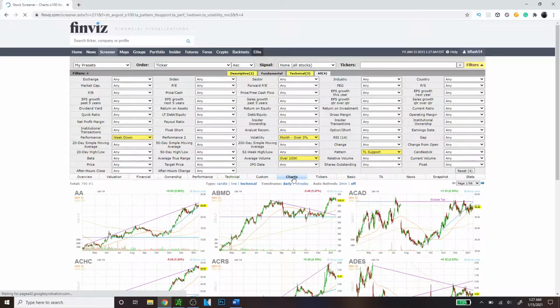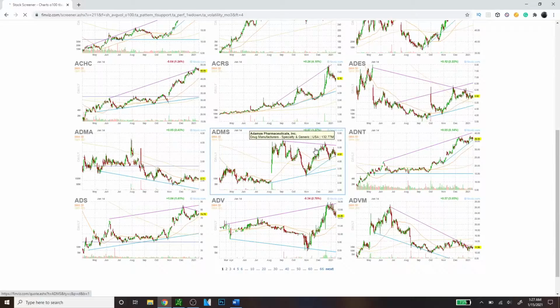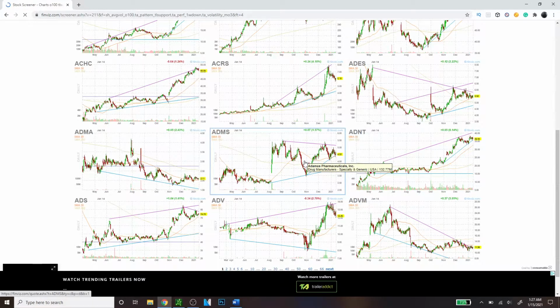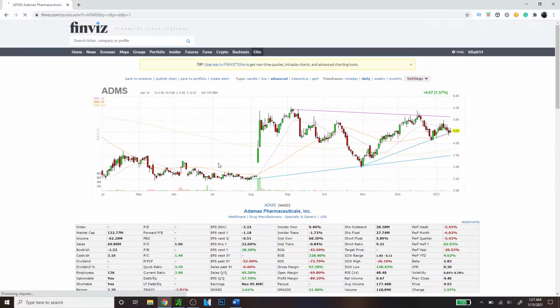And this is how I find the majority of my companies. So 790 really isn't that much. So here we go. We got one example already that popped up. ADMS is bouncing right off support, as you can see. You just have to do your own due diligence on the company. It's a drug manufacturer company. Let's click on it, see what it looks like.